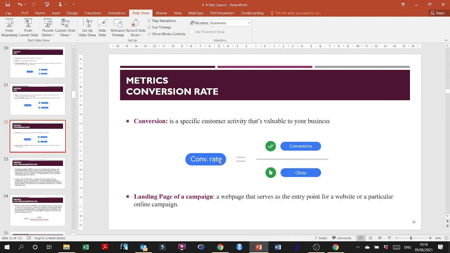Conversions. Conversion rate is basically the number of actions, the number of conversions, over the number of clicks. So we had clicks over impressions, the click-through rate. Now we have conversions over clicks. So if we want to draw a funnel, I'm not recording on my Surface, so I don't have my nice pen. But let's see if I can do something here.